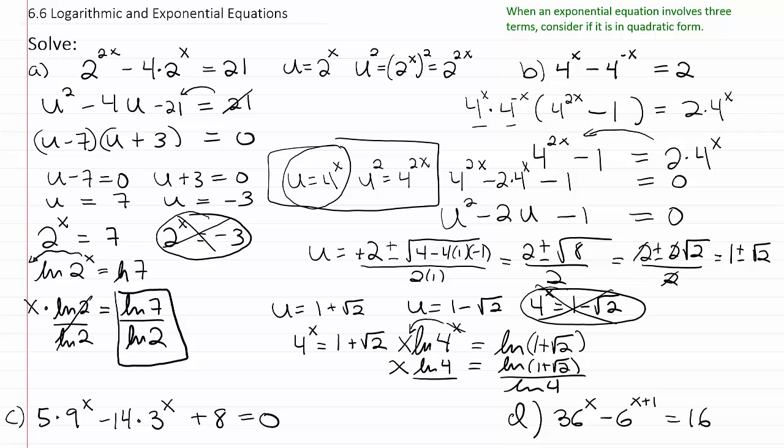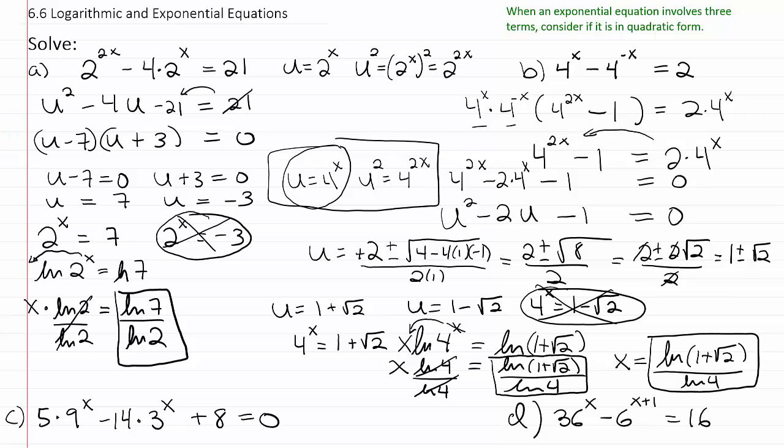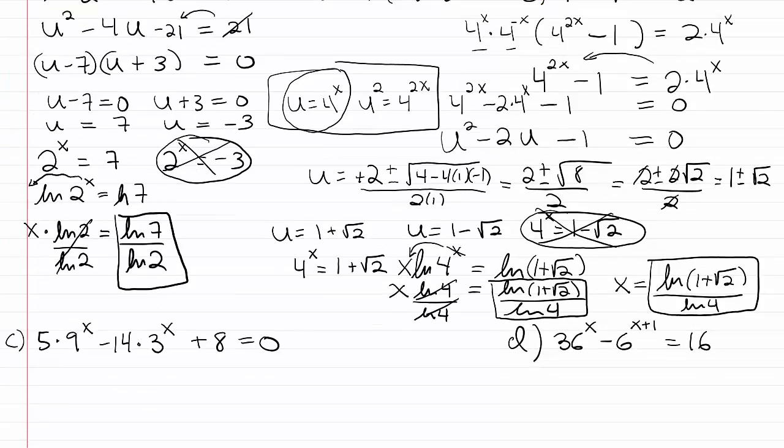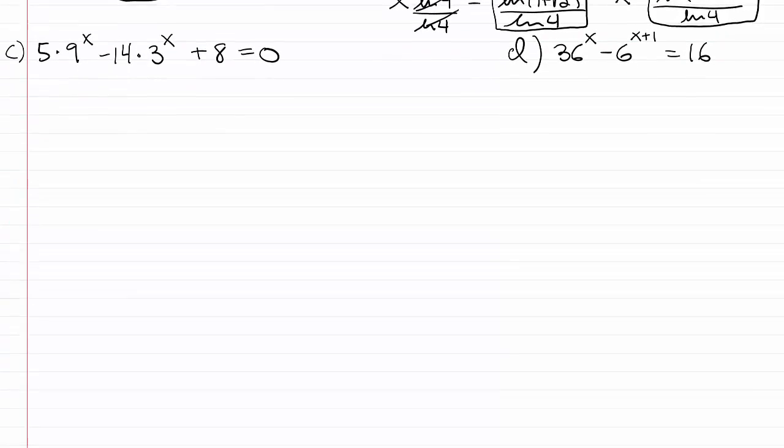Ln of 4 into that, ln of 4 into this. The ln of 4 cancels out to give you just 1, and so 1x is equal to the ln of 1 plus the square root of 2 divided by the ln of 4. All right, that was a difficult one, but that's the final answer for B. All right, let's go ahead and look at examples C and D then.